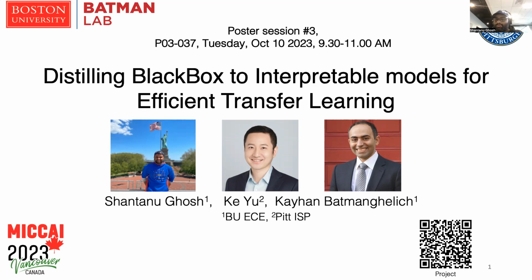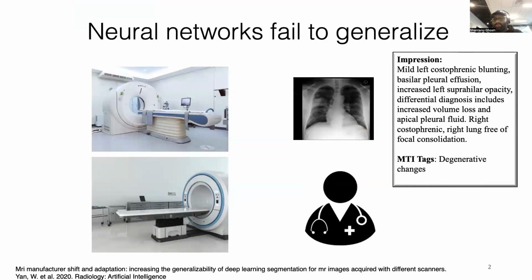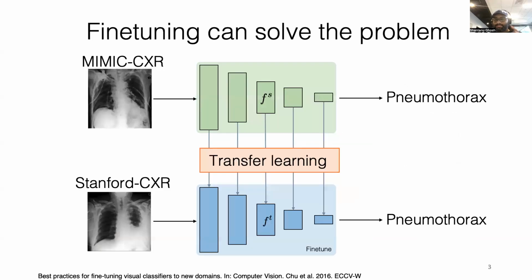In this paper, we utilize concept-based interpretable models for efficient transfer learning. Deep neural networks attain amazing performance across many tasks, but they fail to generalize. For example, previous research shows that deep networks are brittle to a new domain due to different scanner types and data acquisition process. Consider that you trained your model on one domain and you want to deploy it to another.